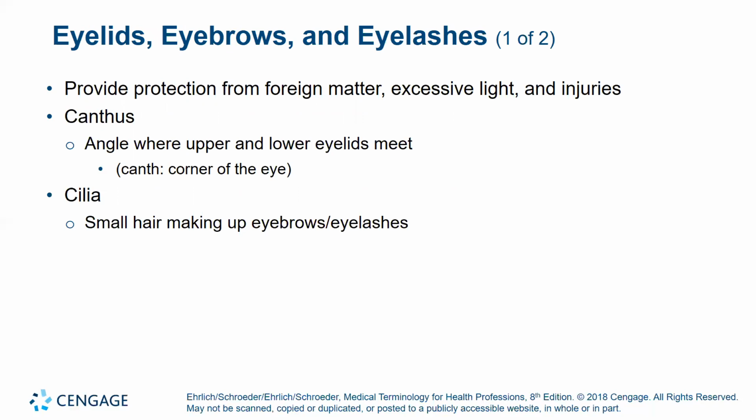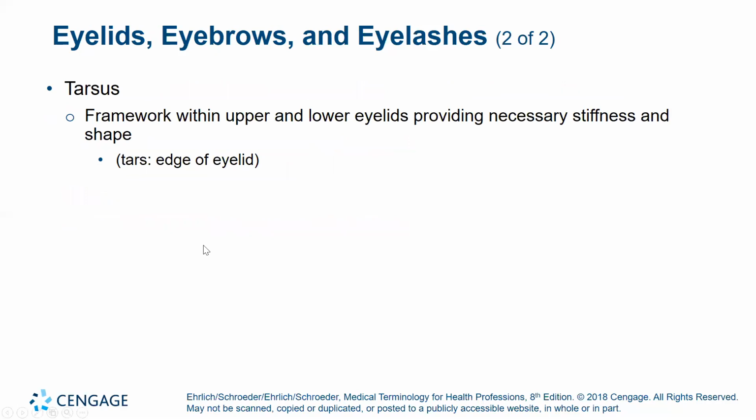Let's take a look. So the eyelids, eyebrows, and eyelashes provide protection from foreign matter, excessive light, and injuries. Canthus, that is the angle where upper and lower eyelids meet. Canth is the corner of the eye. Cilia is just a small hair making up eyebrows and eyelashes. We have the tarsus. Tarsus is the edge of the eyelid. So it's just a framework within upper and lower eyelids. This provides necessary stiffness and shape.